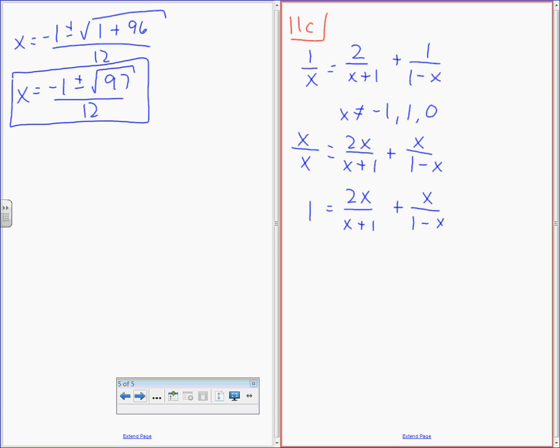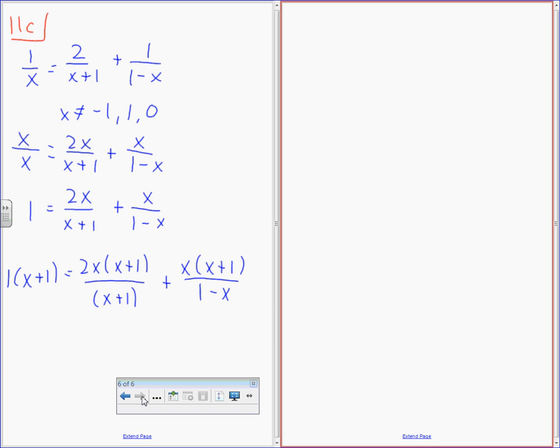All right, can I get a second volunteer to tell me the next step? Tristan, sitting at the back. What do I do next? Very good. Okay, so it's going to be x plus 1 times x plus 1 technically equals 2x bracket x plus 1 all over x plus 1 plus x times x plus 1 all over 1 minus x. Okay, Brad, why am I happy? Just the x plus 1 cancel. Okay. So I'm just going to be left with x plus 1 equals 2x plus x times x plus 1 all over 1 minus x.